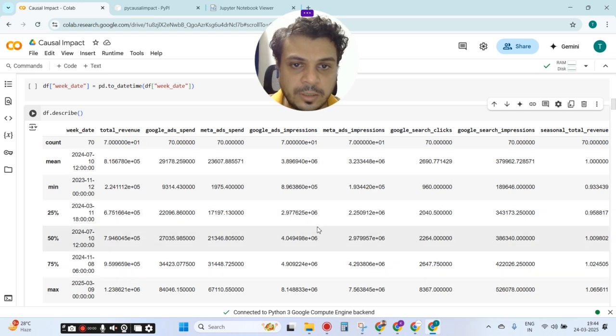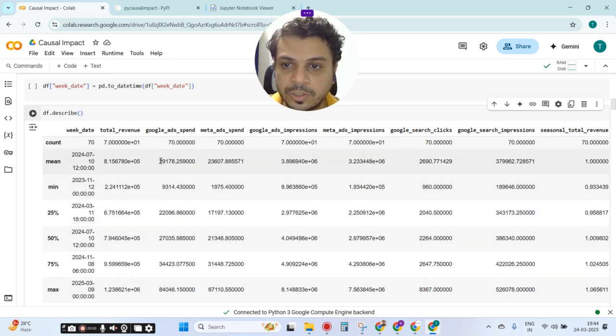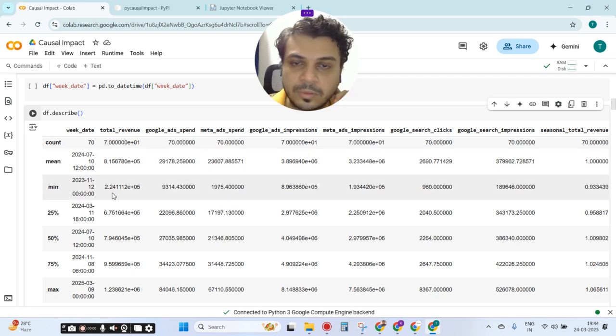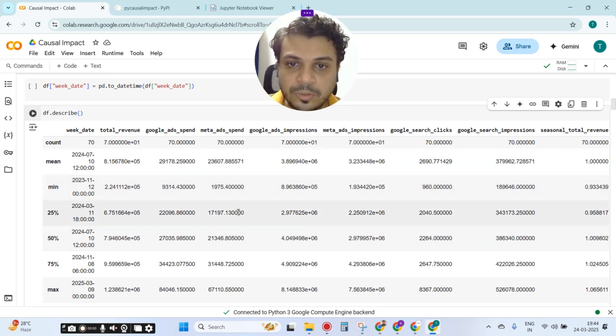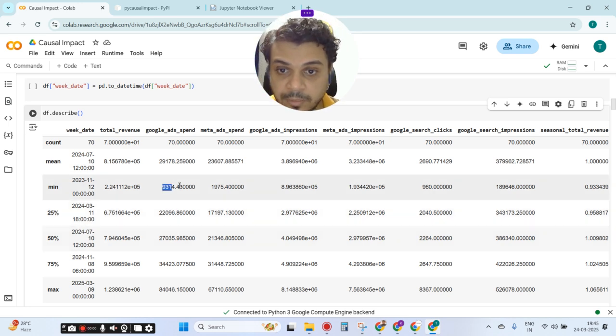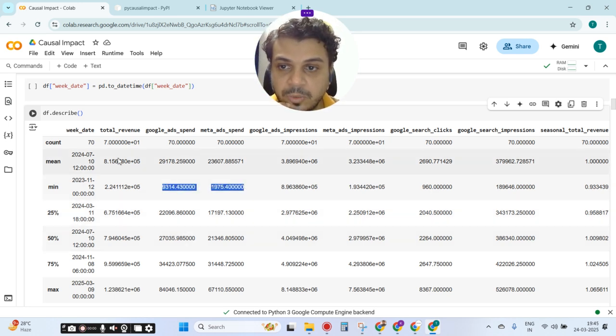And these are all the spend. So the average spend here is around 29,000. This is weekly data, remember. So it's around, say, 4,000, I'd say, on a daily basis. And for Meta, it's around 23,000, right? On a weekly basis. There are weeks where the spend has been pretty low.